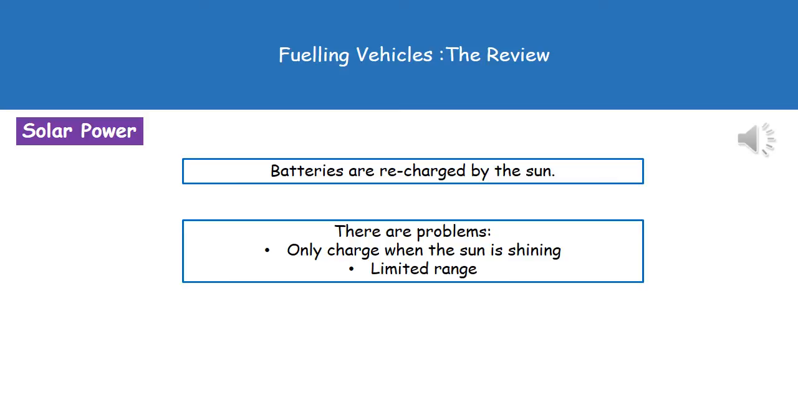One other method for actually fueling our vehicles then is to use solar power. So with a solar power vehicle, then the electricity that's actually stored in those batteries is generated from the sun. Now, we do need to remember that it is actually stored in batteries. That's one of the most common questions that comes up. There are a couple of problems we need to bear in mind with our solar vehicles. One is that they're only going to charge up when the sun's actually shining, and the second one is that they will have a limited range.